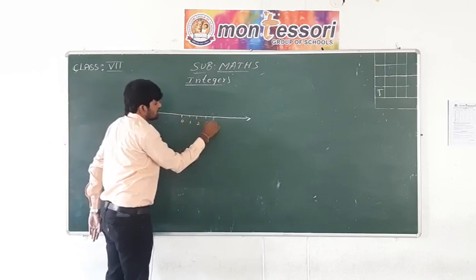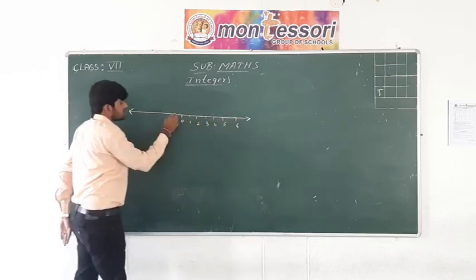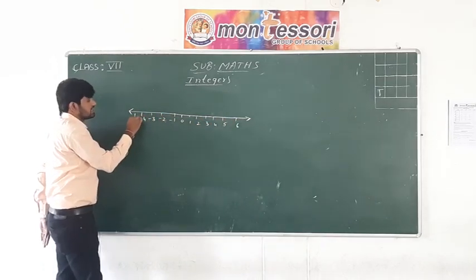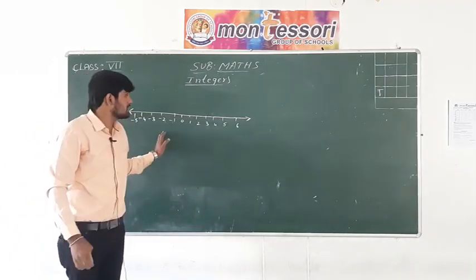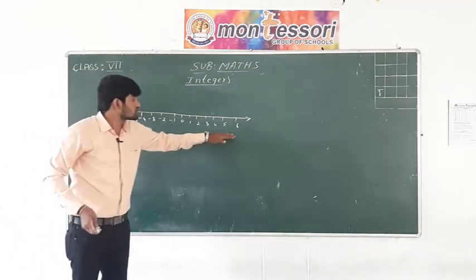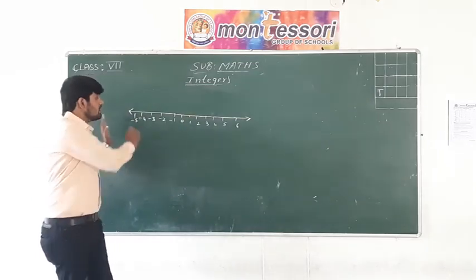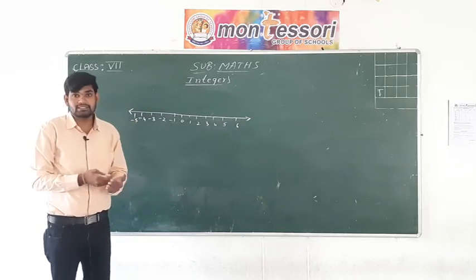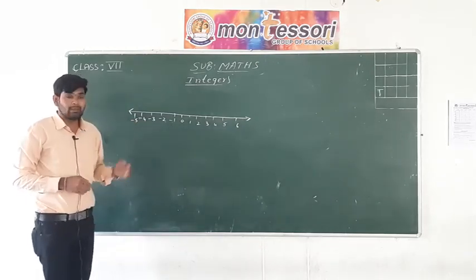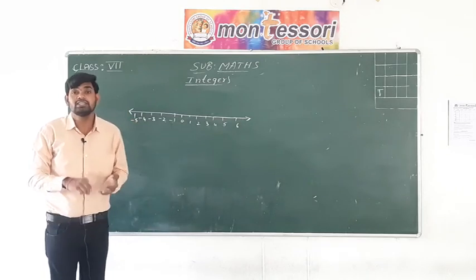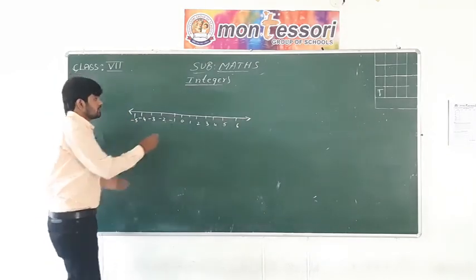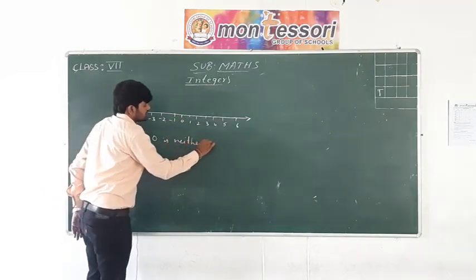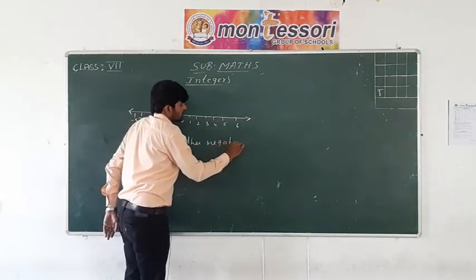1, 2, 3, 4, 5, 6. Here -1, -2, -3, -4, -5. So here I represented some numbers on the number line, positive numbers, negative numbers and 0. This whole collection of numbers is called integers. Just now in the previous I explained. Now let us decide which is the smallest integer and the greatest integer. And here 0 is neither negative nor positive.